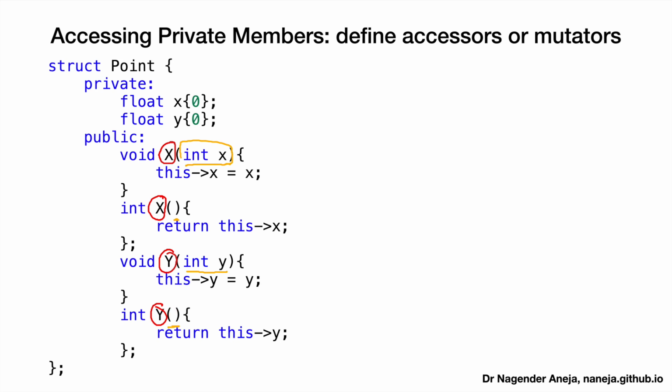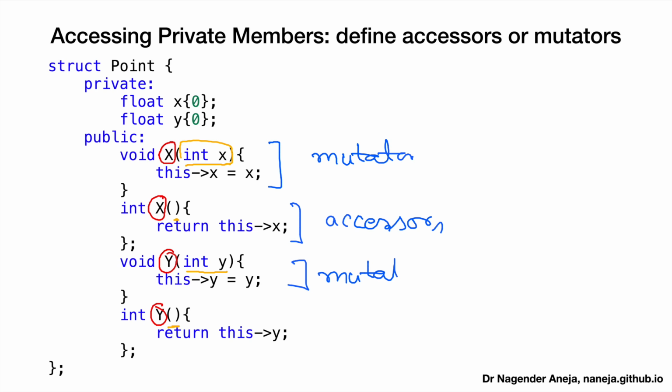So what can we say about this method? This is a mutator, because it updates the value, and this method is an accessor. Similarly, this method is a mutator, and this method is an accessor. So for each variable, we can have one accessor and one mutator.